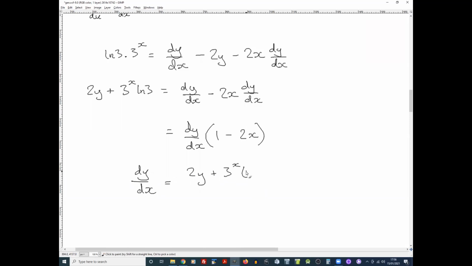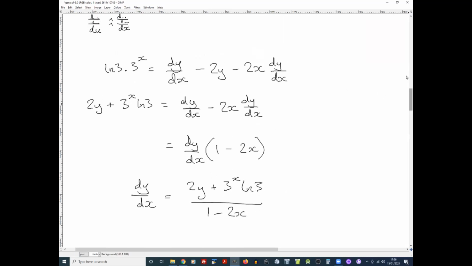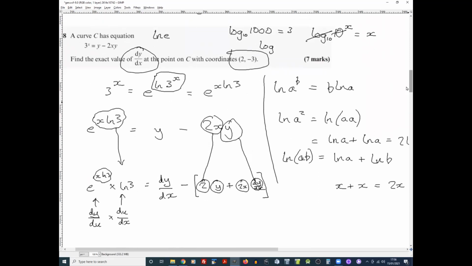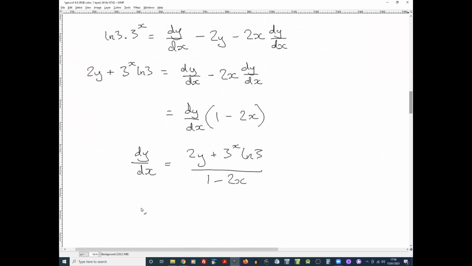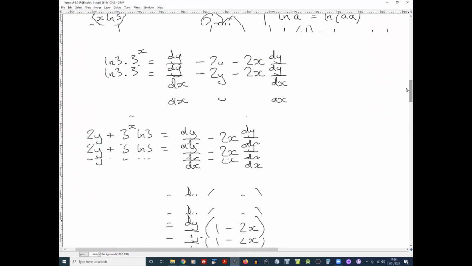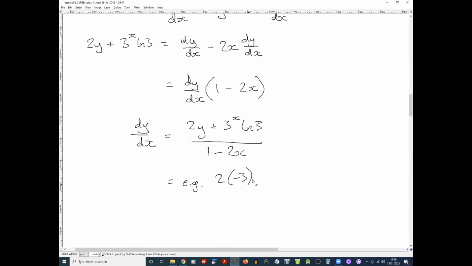3 to the x ln 3 plus 2y all over 1 minus 2x. Nice. And so what will the gradient be at this particular point, with coordinates 2, minus 3? 3 to the power of 2 ln 3 plus 2 times minus 3.